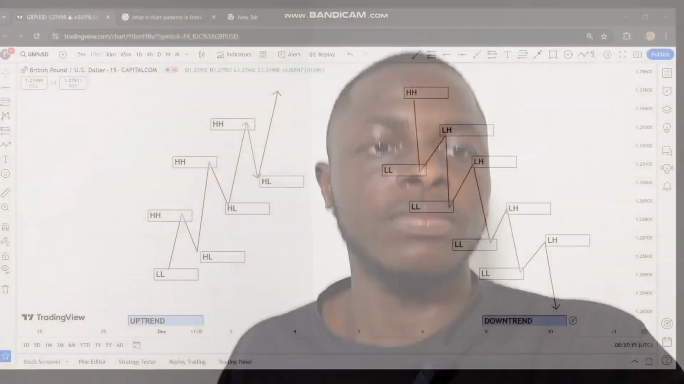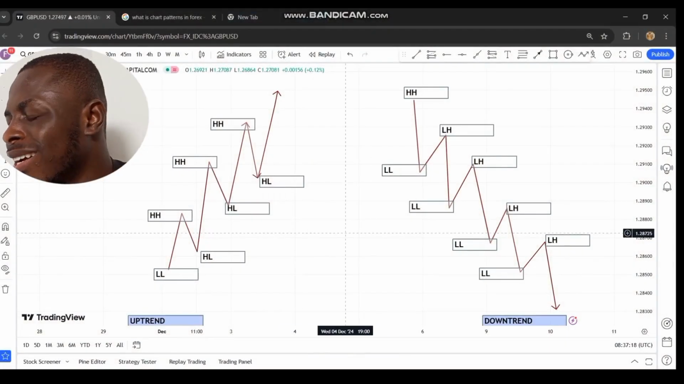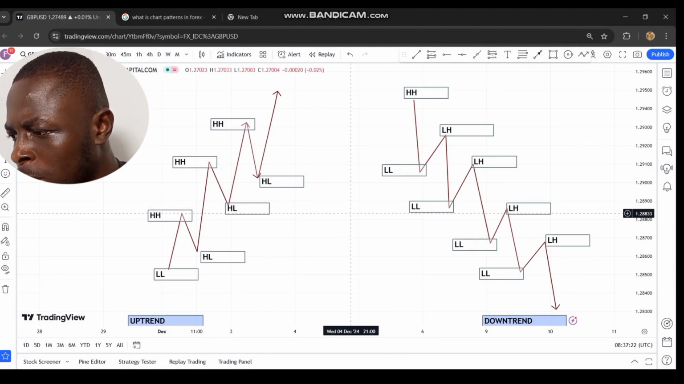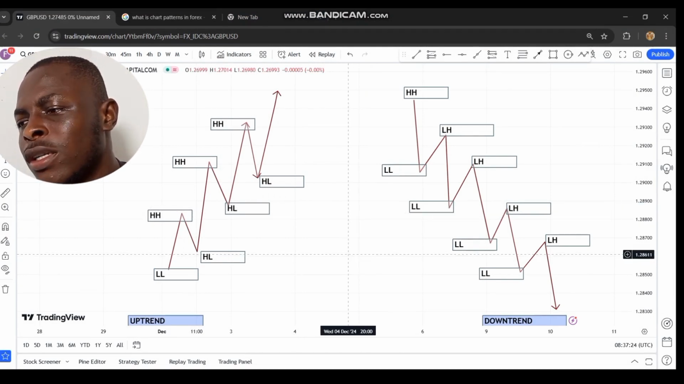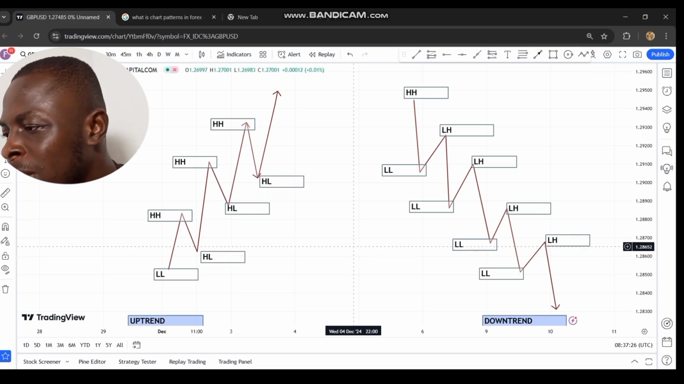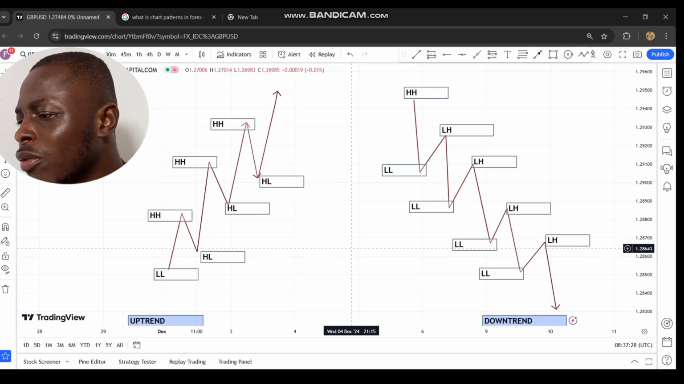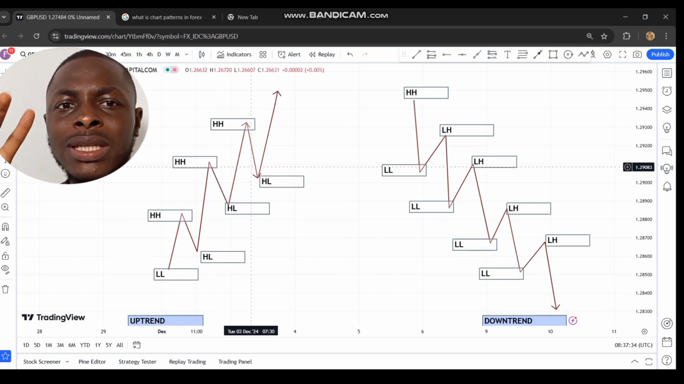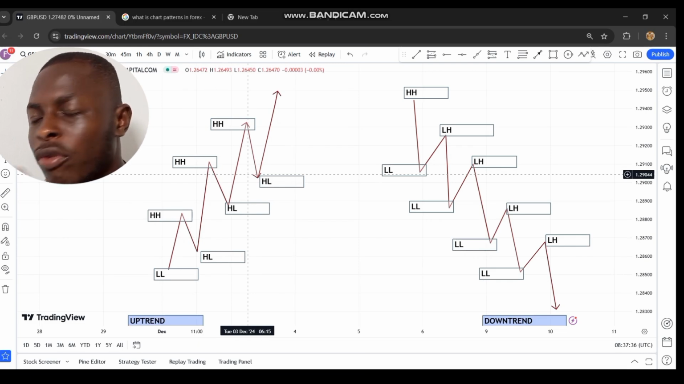Let's go. So guys, before we talk about the chart patterns and display the different types of chart patterns, we have to understand what trend is all about because these chart patterns display themselves in the trends. And we have 2 types of trend. We have the uptrend and the downtrend. As you can see, the uptrend is the upward movement of the market, while the downtrend is the downward movement of the market.